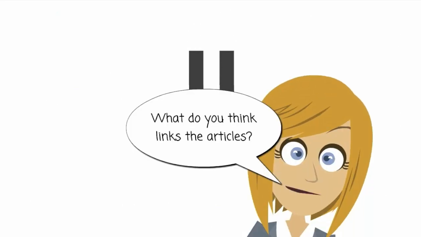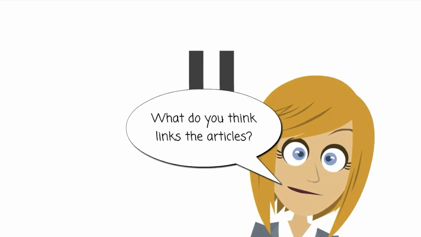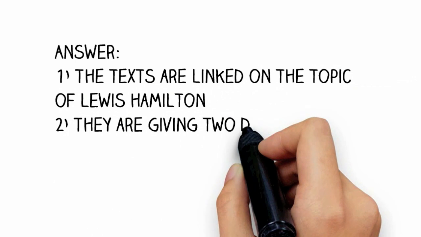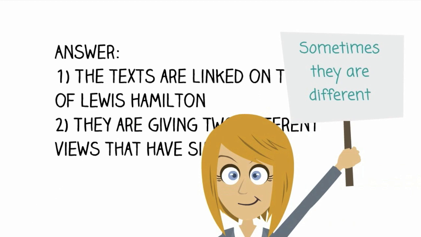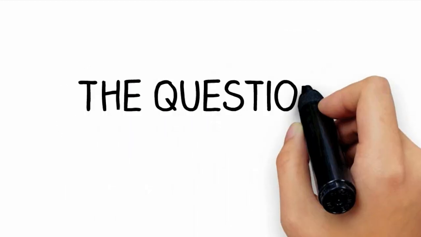Now I want you to just pause for a moment and have a think, because it might seem obvious what links these articles, but you might need to dig a little bit deeper for the higher paper. The texts clearly are linked on the topic of Lewis Hamilton. They're giving 2 different views that have some similarities, but because they're taken at slightly different points in his career, there are some subtle differences. And just beware, because sometimes they're not just linked through similarities, they're linked through differences.